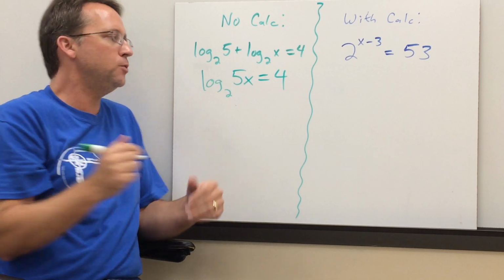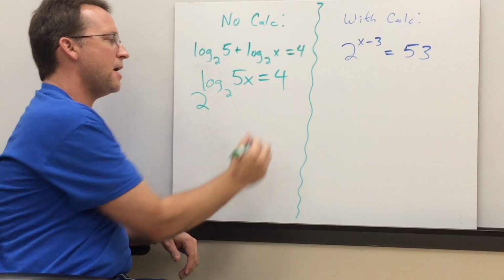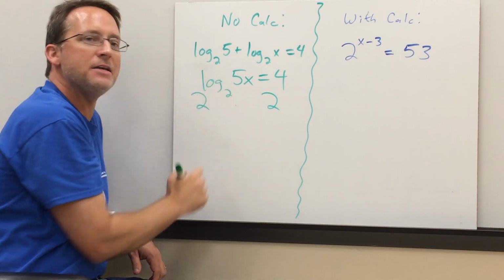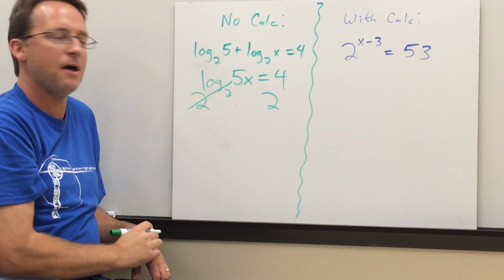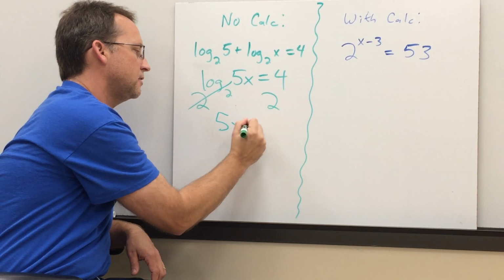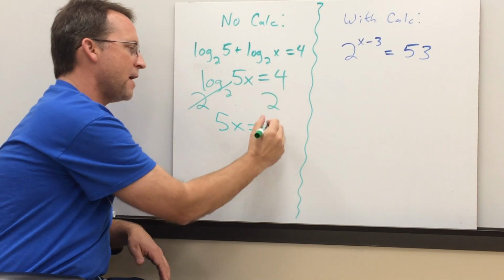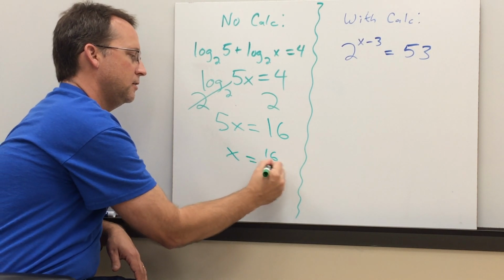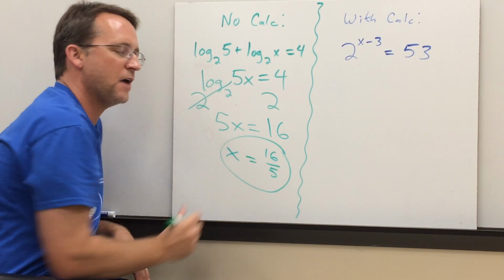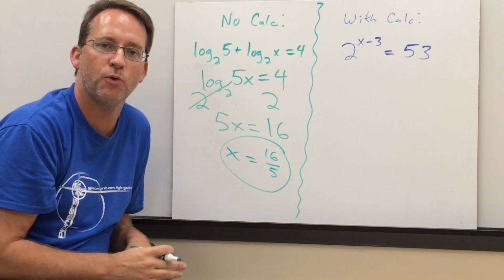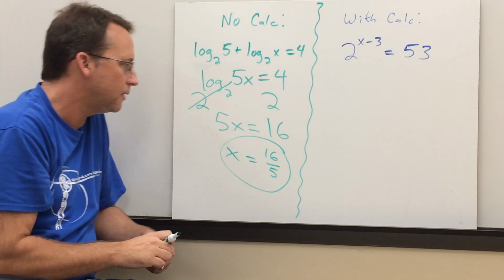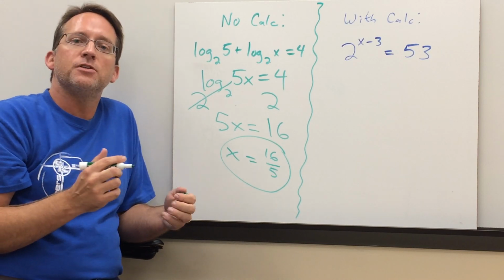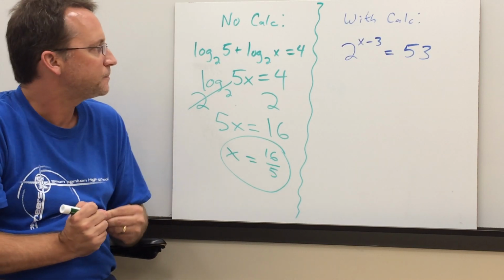Now I can use my 2. You do 2 to this power, I can do 2 to this power. 2 to the log base 2, those cancel each other out. Leaves you with 5x. Over here, 2 to the 4th power is 16, and so then you solve for x. 16 over 5, 3 1/5, 3.2, however you like to do that. So we don't need a calculator there either. Just got to remember your properties of logarithms from the last section.